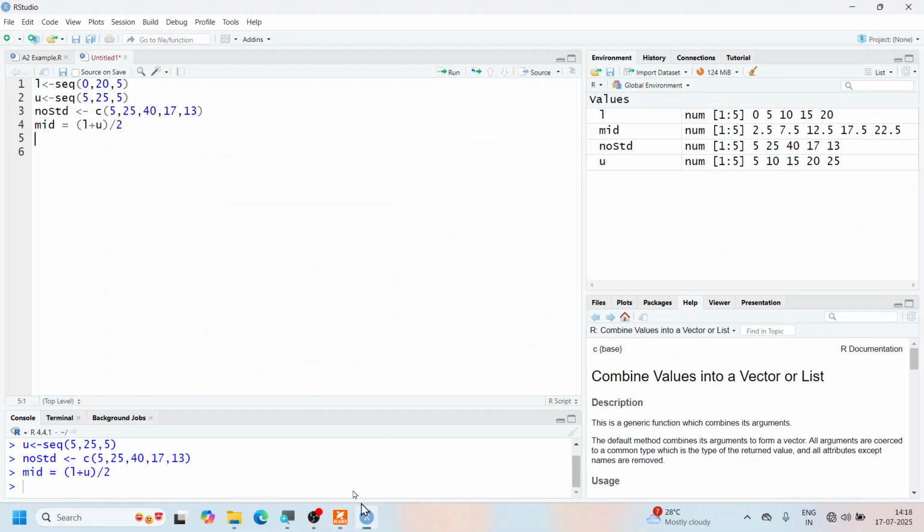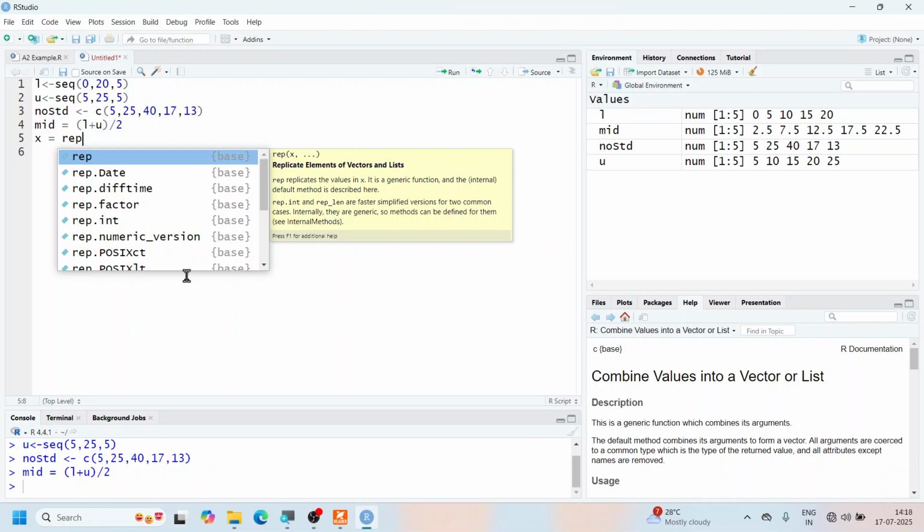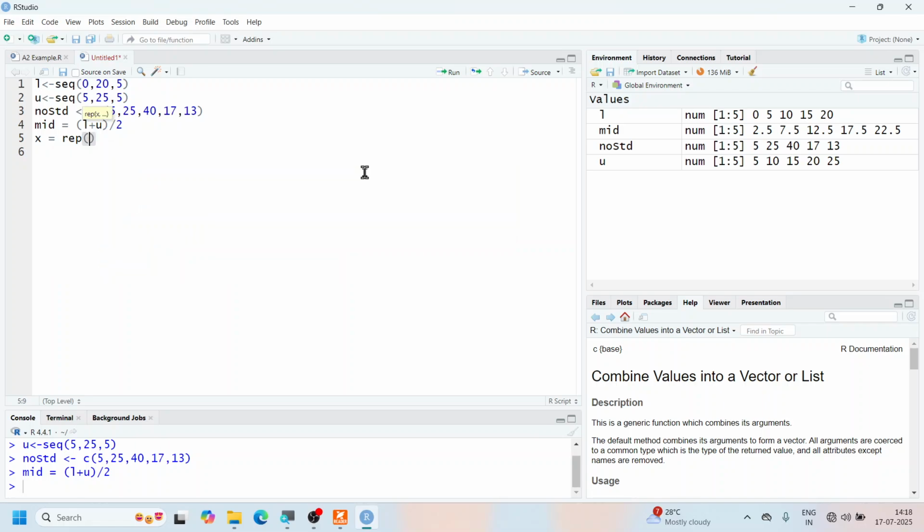How can I repeat this value? It is easier to repeat the value in R, and the way in which you can take any value, I will take it as X. And how can I repeat it? There is a function called repeat, which will replicate the elements of the vector. So you repeat what you are supposed to repeat.